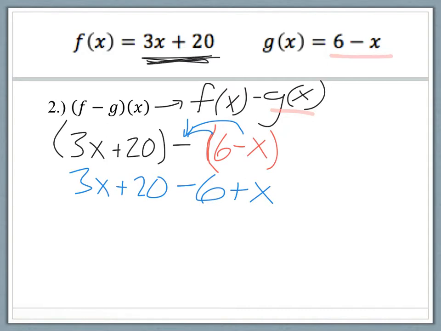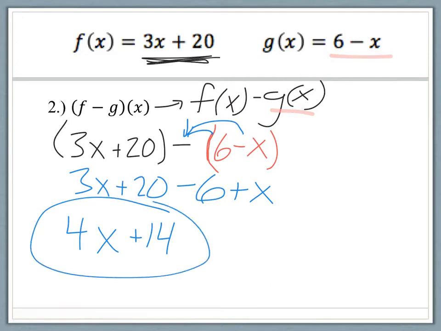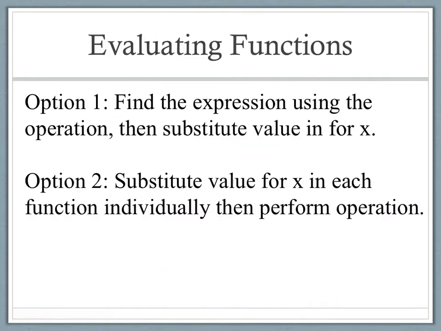Now we're just going to do what we just did and combine like terms. We're going to have 3x plus 1x is 4x. Then 20 minus 6 is 14. There is our final answer. So we just plug in our f of x, we plug in our g of x, and we do the operation.